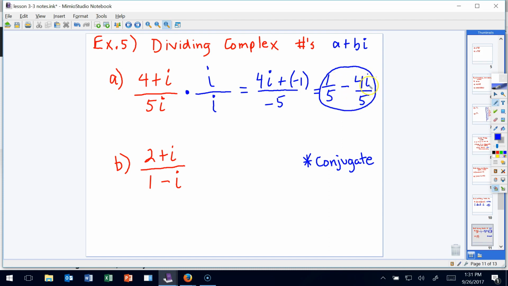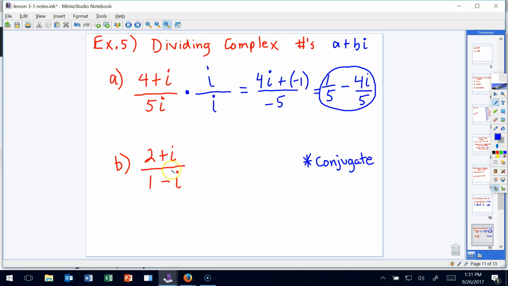1/5 minus 4i over 5. Or you could write this as 4/5 i. That's the same thing. I typically just put the i in the numerator. Okay, so letter B is a little different, as you can see. This was just the pure imaginary number 5i. Well, this is a complex number being divided.